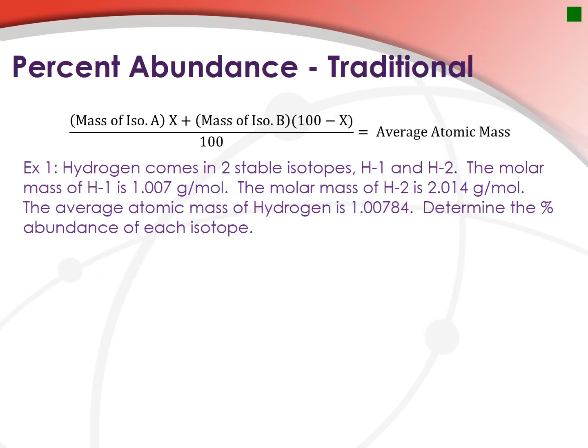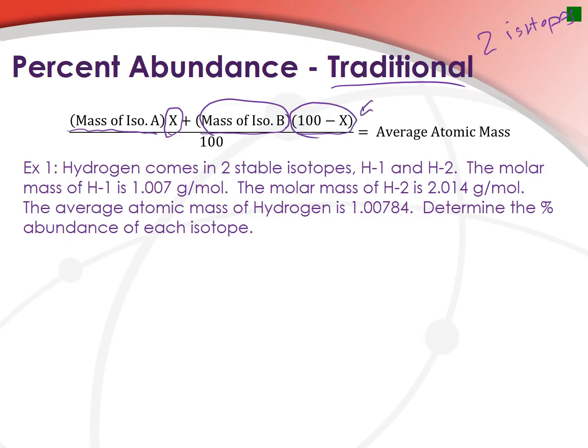Percent abundance. There are 2 types of percent abundance formulas that we're going to be using. There is a traditional one where you only have 2 isotopes, and then there is a more complex, challenging one, which will be on the next slide, and that will be with more than 2 isotopes. When you only have 2 isotopes, what you're going to do is take the mass of isotope A, and it doesn't matter which one you define as isotope A as long as you remember which one it is, times X, which is what you're going to solve for, and that's its percent, plus mass of isotope B times 100 minus X.